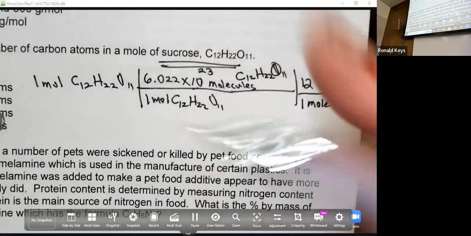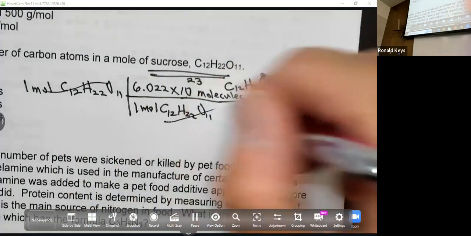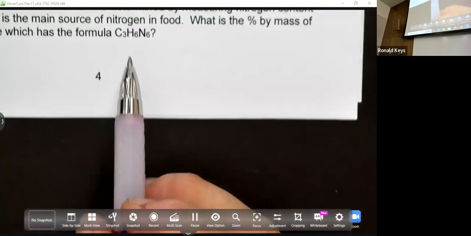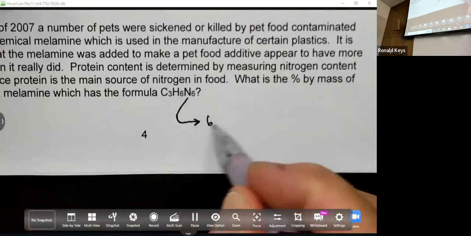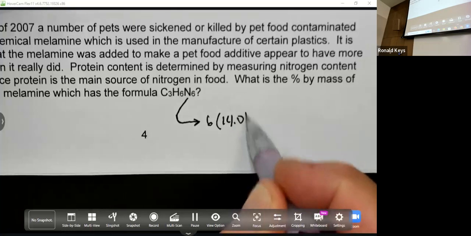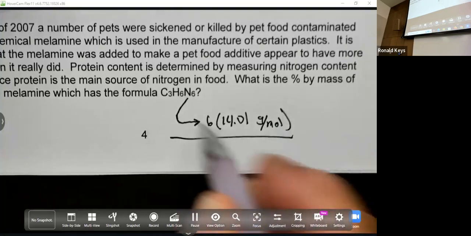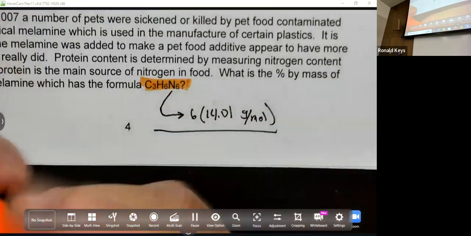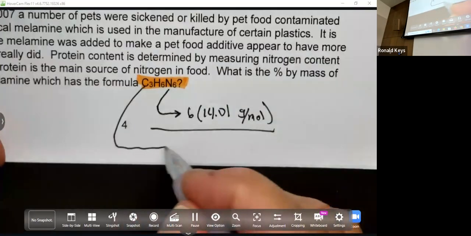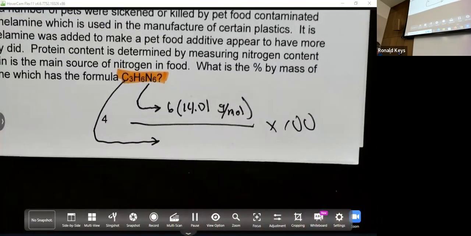Number 22 is like the last example we did. Number 22, the last example we did. What is the percent by mass of nitrogen? Got six nitrogens at 14.01 for the entire molar mass. Part over the whole, the entire molar mass down here. That would be your percent nitrogen.